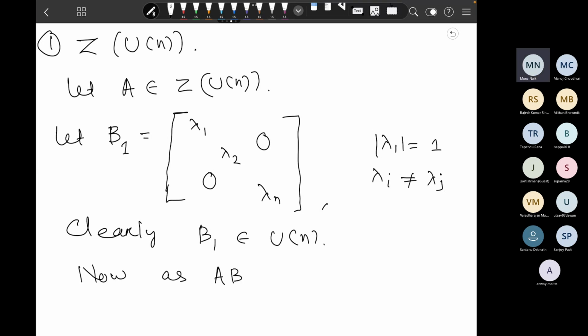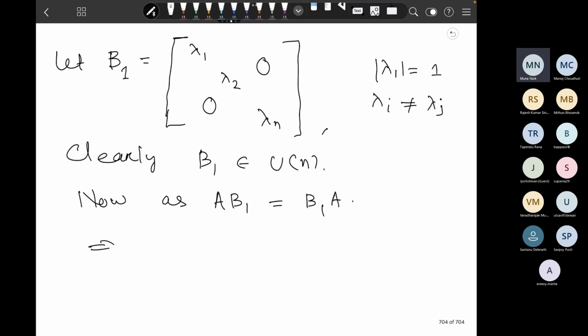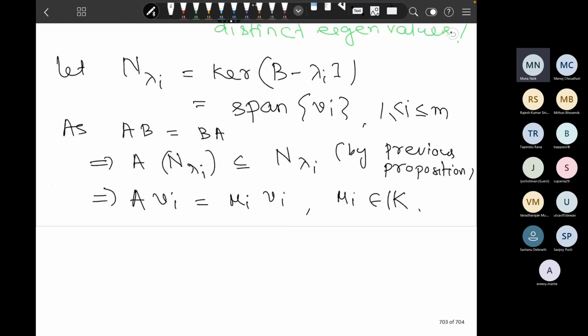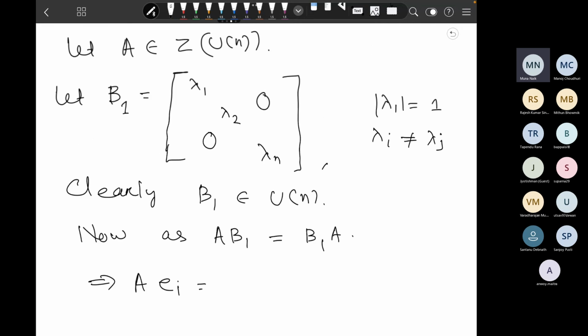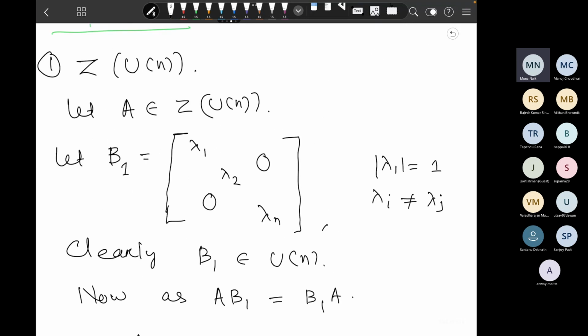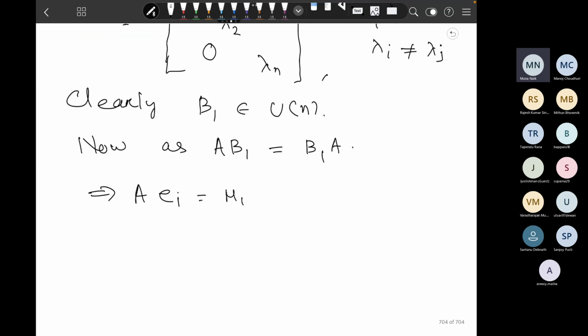Now as A B1 is equal to B1 A, that will give you, using this previous discussion, A of e_i. Here the basis is the standard basis. A e_i is equal to μ_i e_i, for 1 less than or equal to i less than or equal to n. This is by previous discussion.